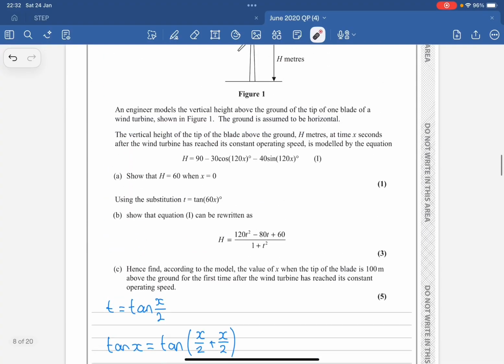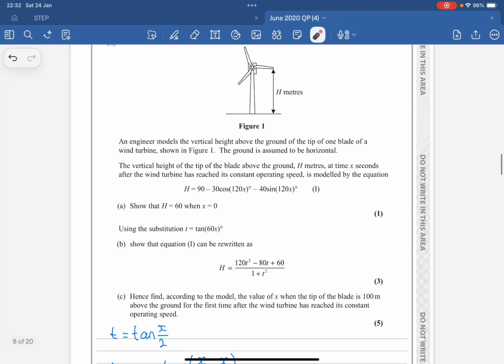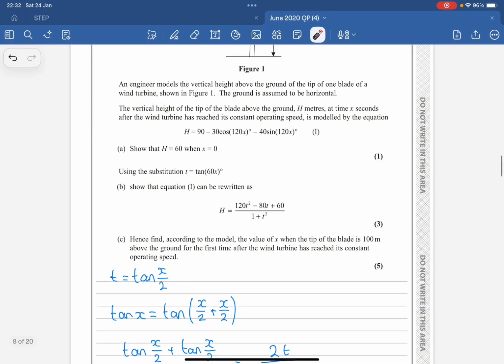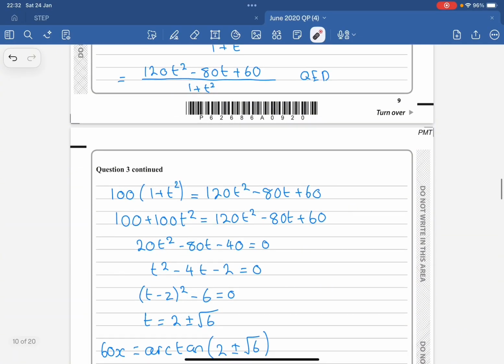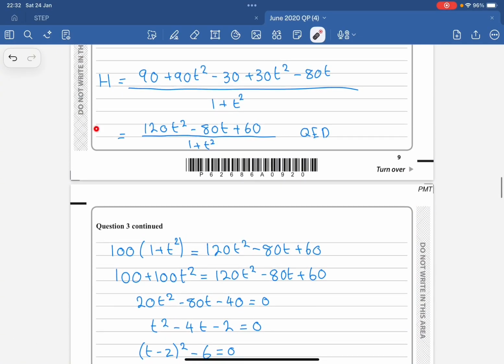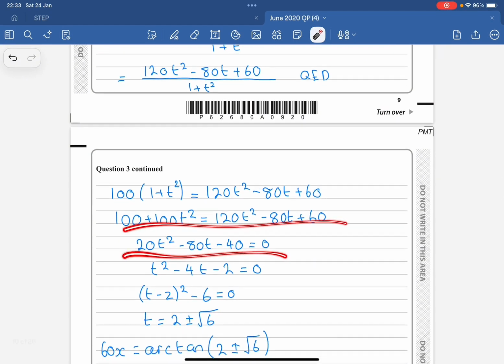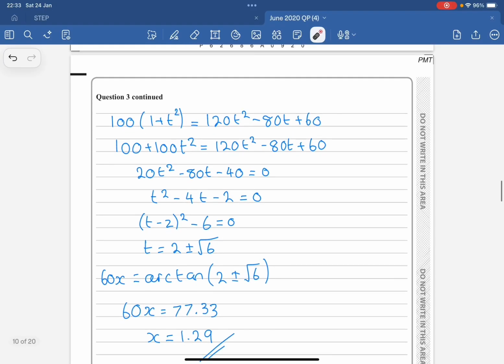Cool. And then part C, we want to find the value of x when the blade is 100 meters above the ground. So we can, again, very easily do this if we just make h equal to 100, because that's the height we want. So imagine this is equal to 100. And then we times by 1 plus t squared. Then all we have to do is solve this quadratic, which we can divide through by 20 here. And then complete the square at the end, because this isn't going to factorize nicely.